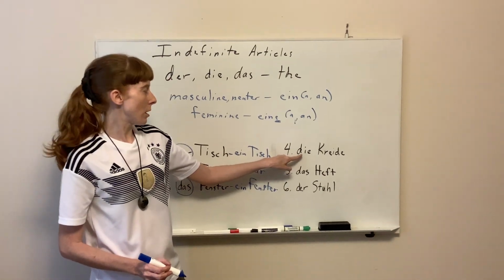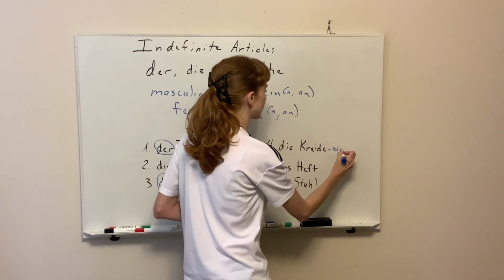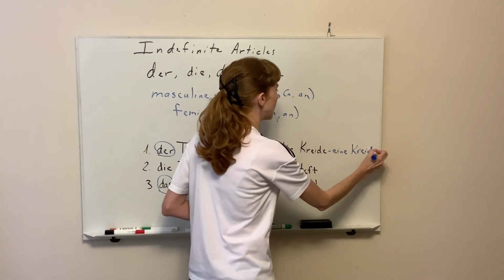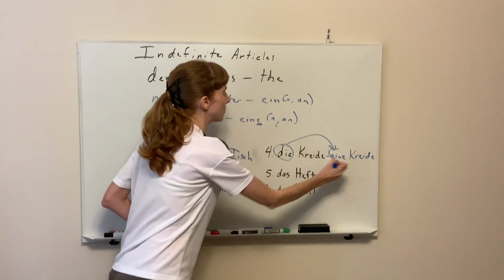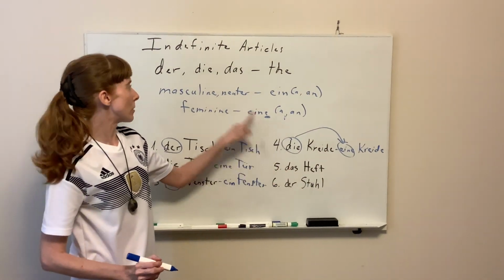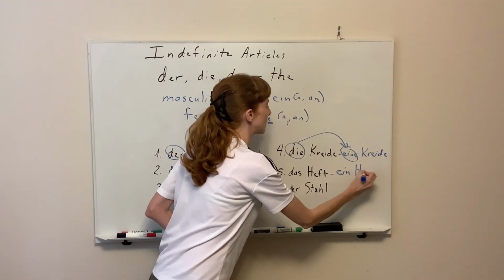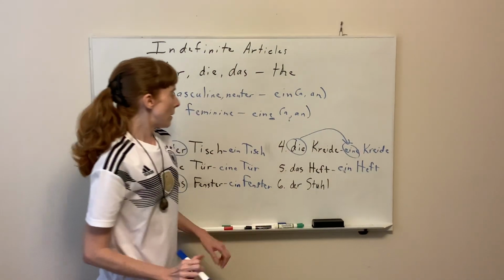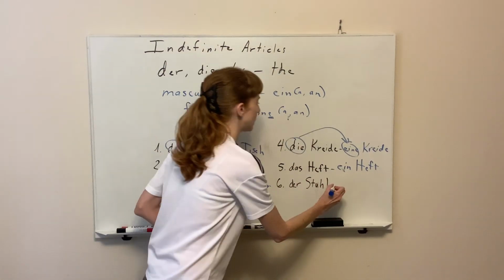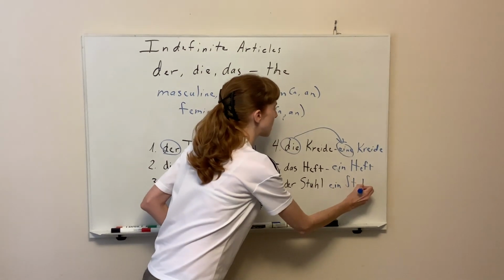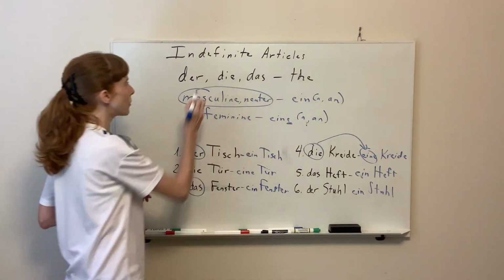Die Kreide, the chalk, feminine. So we will use eine. Eine Kreide. Can't say that I've actually ever heard people utter this phrase before, but the principle of it is the same. Das Heft. Das is neuter, so we'll go up to the neuter and use ein Heft. And the last one here, der Stuhl. Der is masculine, so we will use ein Stuhl, a chair.